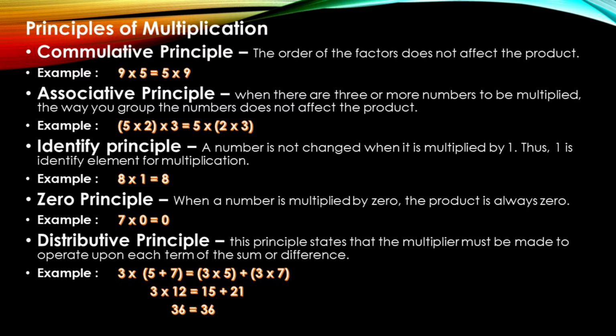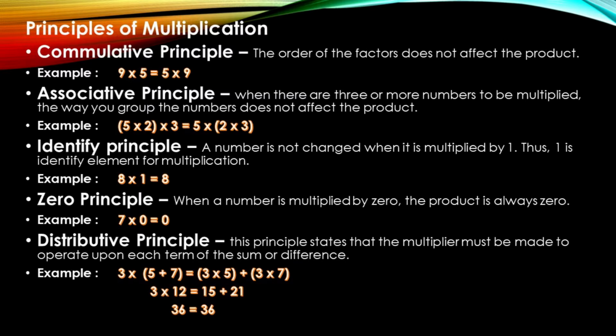For example po ay 5 times 2 times 3. So, yung ating open close parenthesis ay nasa pagitan lang naman po ng 5 and 2. Then, another naman po para po dun sa kabila naman. For example po, meron tayong 5 times 2 times 3. So, yung open close parenthesis ay nasa pagitan naman po ni 2 and 3.